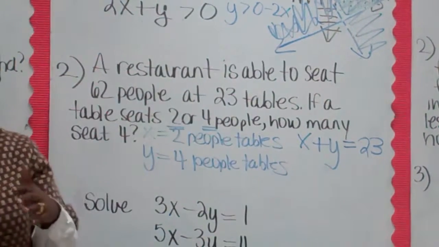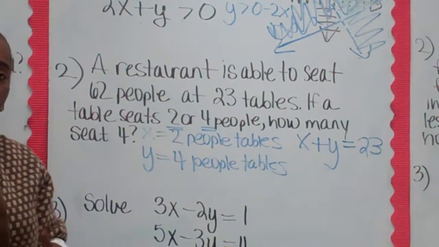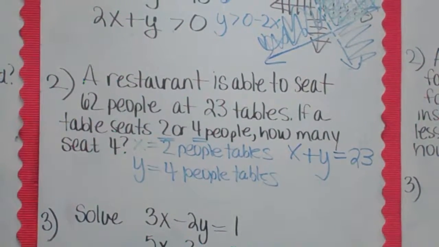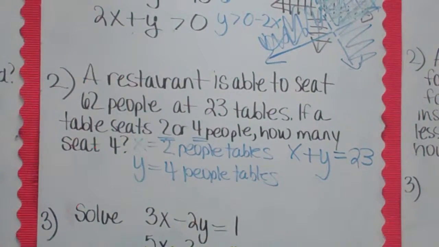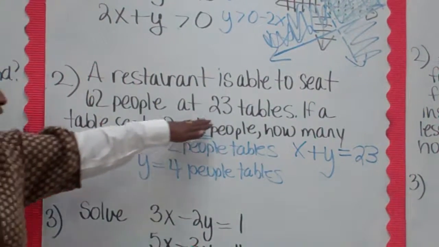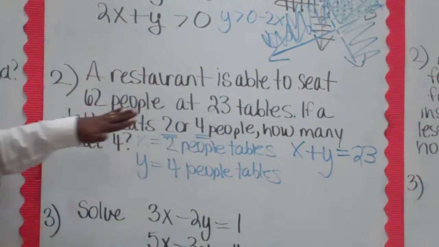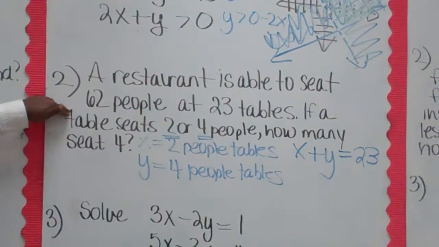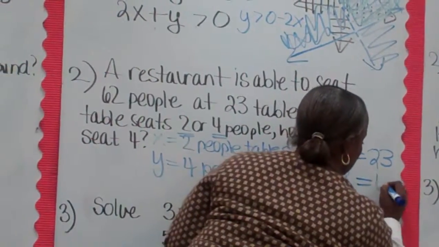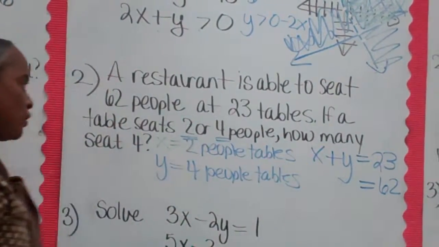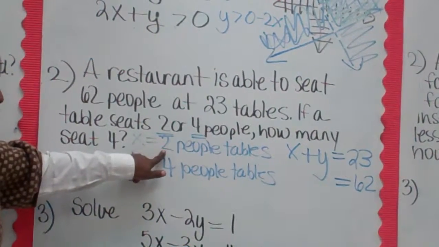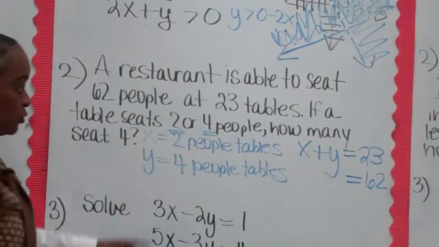Now, in your system word problems, you're going to have 2 things going on, whether it's adult tickets and children's tickets or whatever, one being X, the other one being Y. Then you're going to be given a total, and then you're going to be given something else to set up that second equation. And that second equation is equal to 62, but be careful. There's 62 people total, and that means that you have 2 people for each X table.